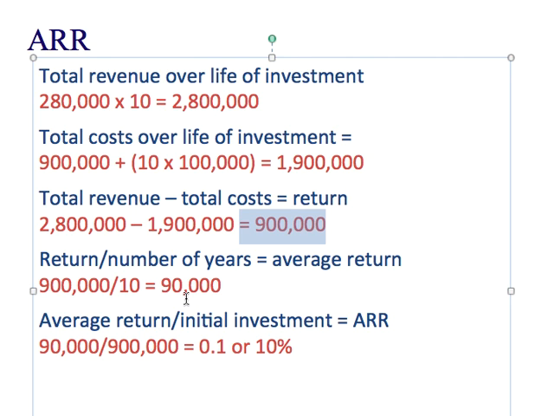So that's $90,000. But remember, it's not called average return, it's called average rate of return, which suggests a percentage. So we're going to divide it by the cost of the initial investment. And you get 0.1, or times it by 100, you get into your percentage, so 10%. And what that is showing is the percentage return you're getting each year, the return that you're getting as a percentage of the initial investment.